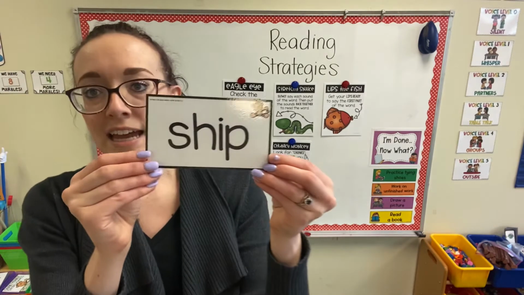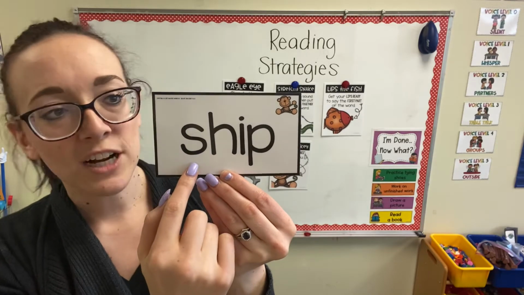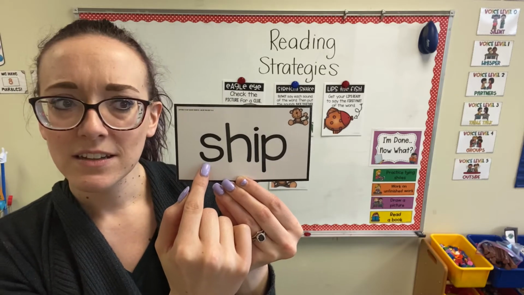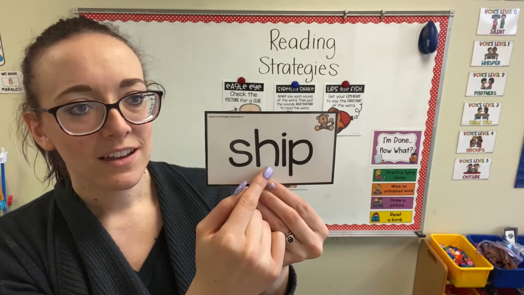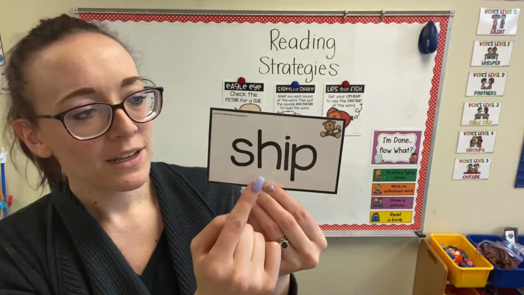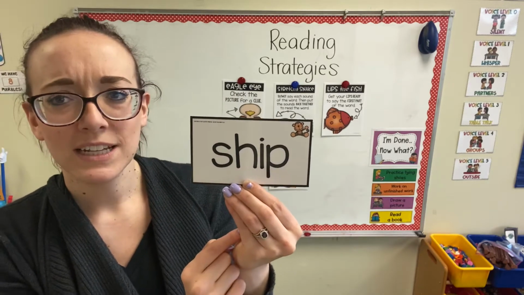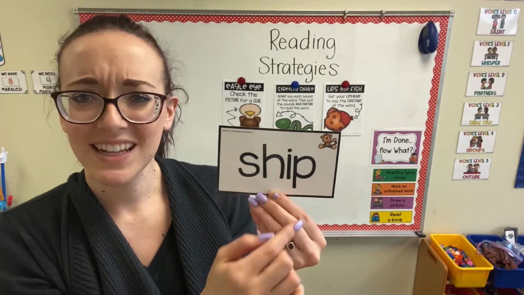Let's take a peek at this first word. In our first word, we start with an S and an H. S says, s. H says, h. S, H, ip. That doesn't work. S, H, ip. That's not a word.